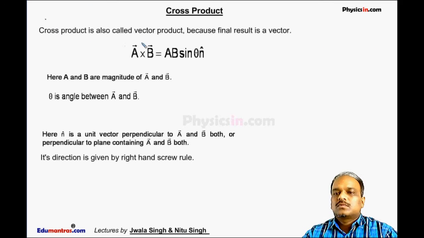Cross product is also called vector product because the resultant is a vector. So A cross B is written as A into B into sine theta into n cap. Here A and B are the magnitudes of vectors A and B. Theta is the angle between vector A and vector B. N cap is a unit vector perpendicular to A and B both, and its direction is given by the right hand screw rule, which we will discuss here.